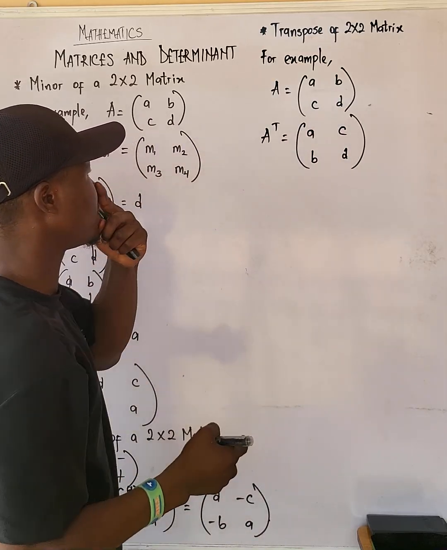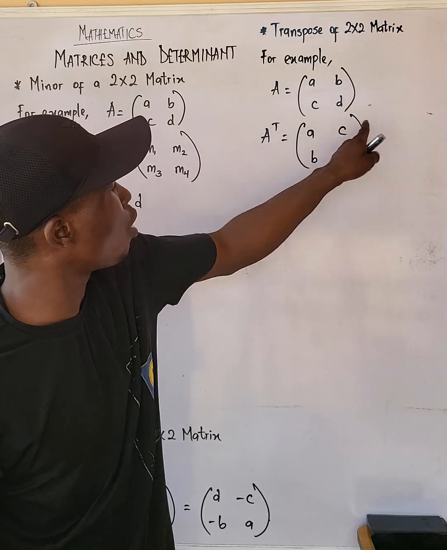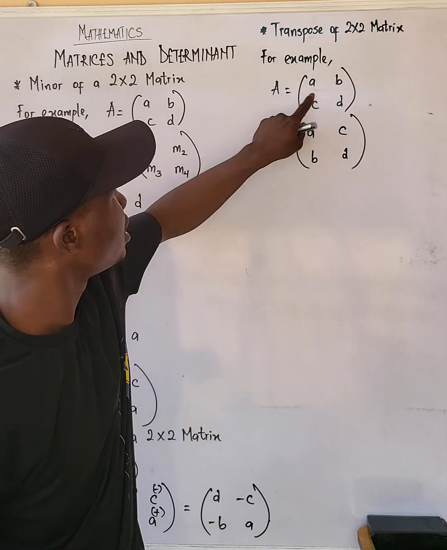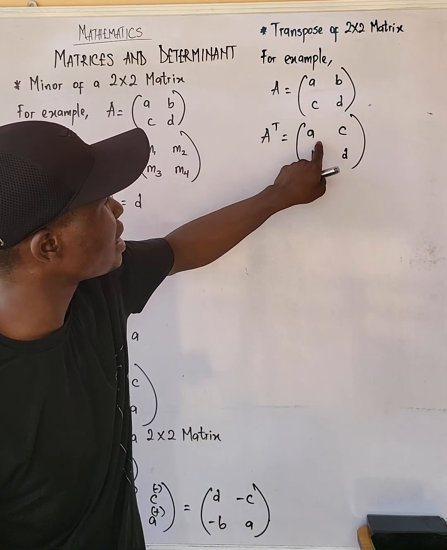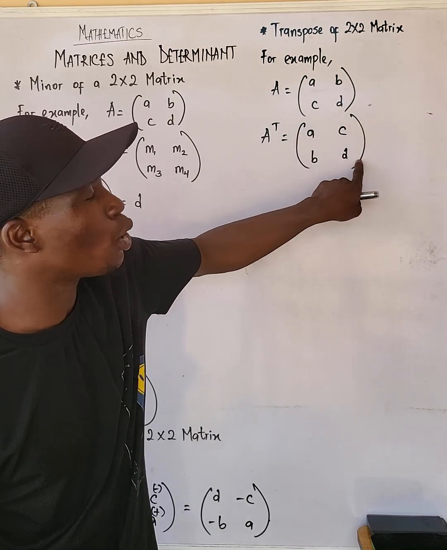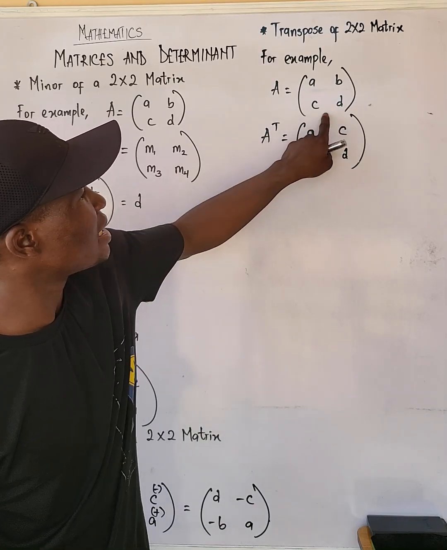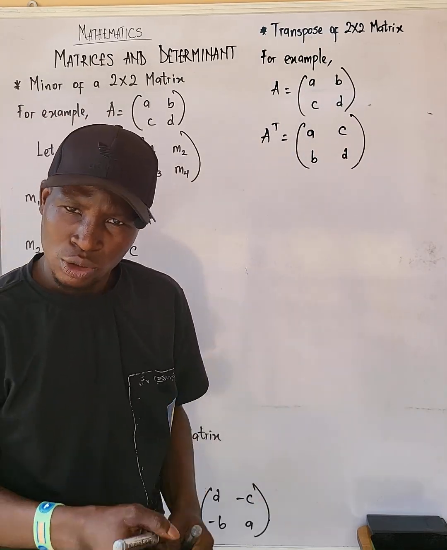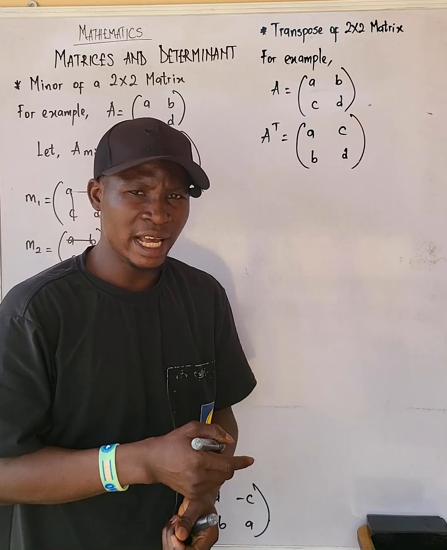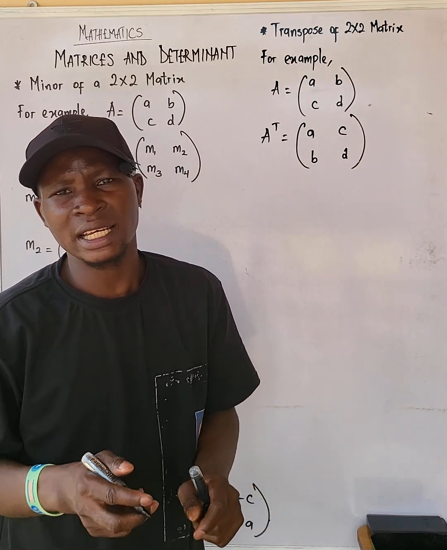If you look at it, the row has become column, while the column has become row. You look at it very well. This AC is the column. Has it not become row here? It has become row. This BD is the column. Has it not become row here? This AB is the row. Has it not become column here? This CD is the row. Has it not become column? So do you understand now? That is how you get the transpose of any matrix.